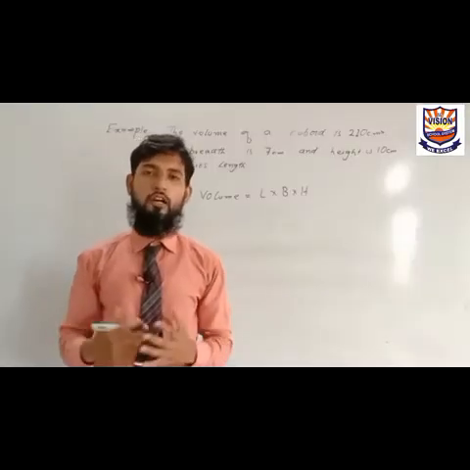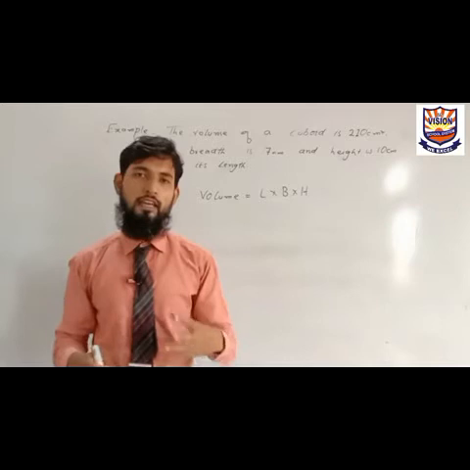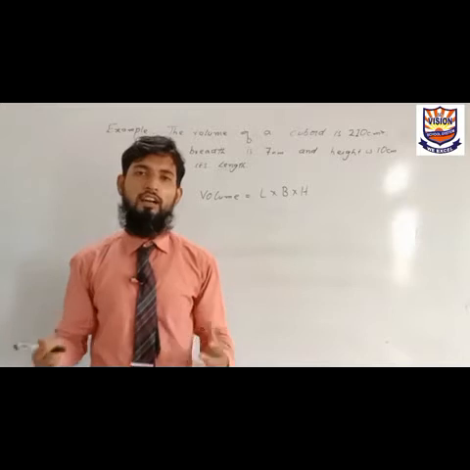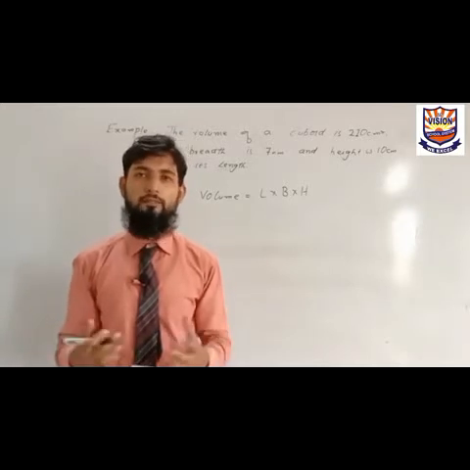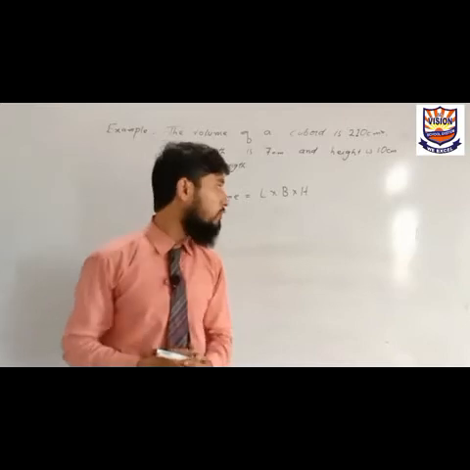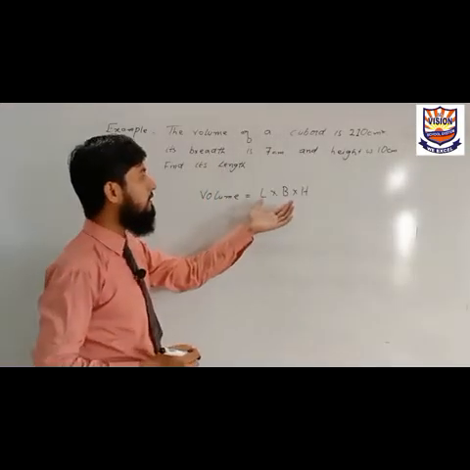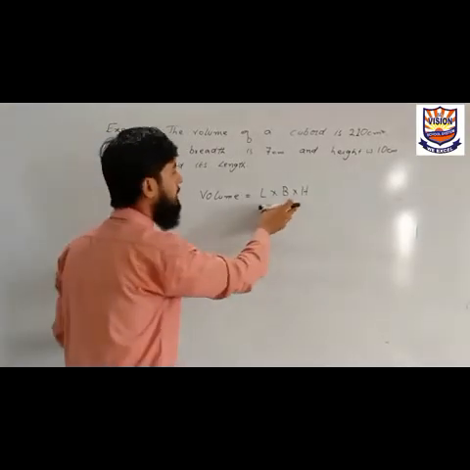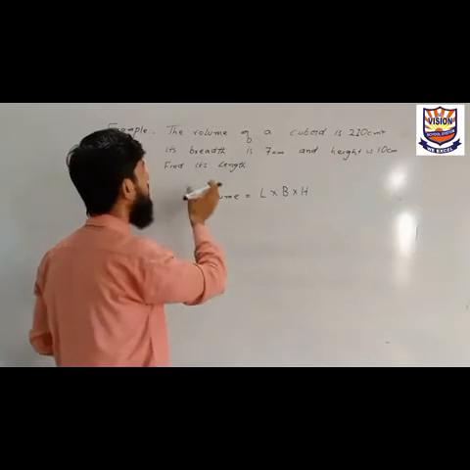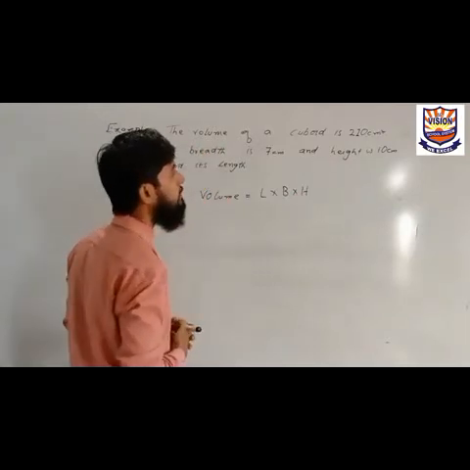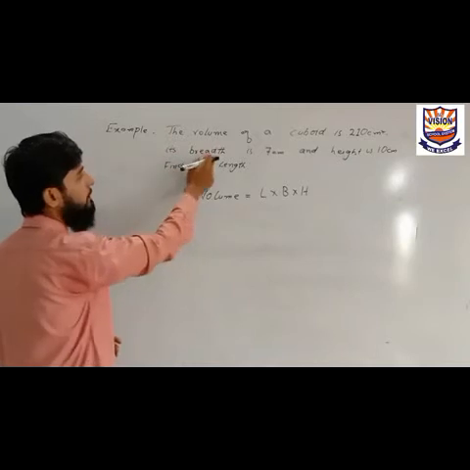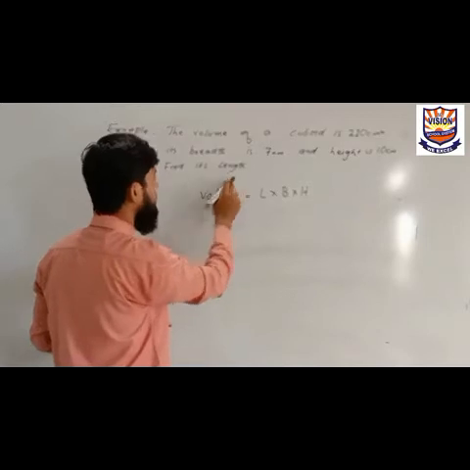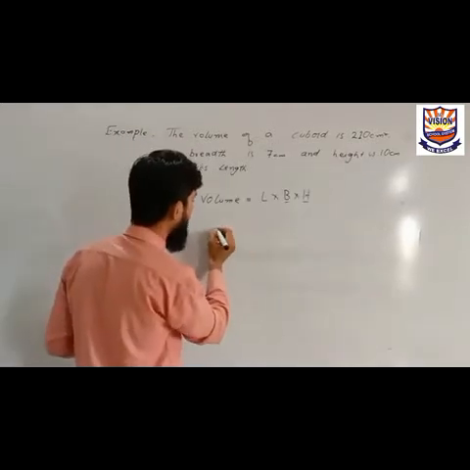Now suppose the volume is already given. How do we calculate the length, breadth, and height of a cuboid? What are the formulas to calculate the length, breadth, and height? The basic formula to calculate volume is length into breadth into height. So we can rearrange this formula to find the length, breadth, and height. For example, there is a question. The volume of a cuboid is 210 cubic centimeter. Its breadth is 7 centimeter and height is 10 centimeter. Find its length.